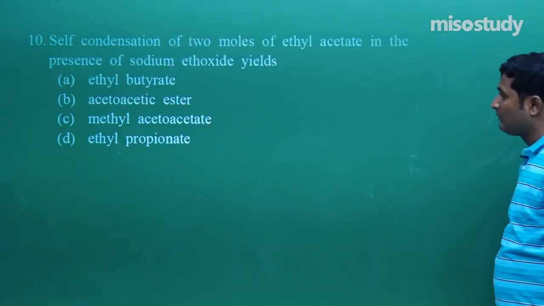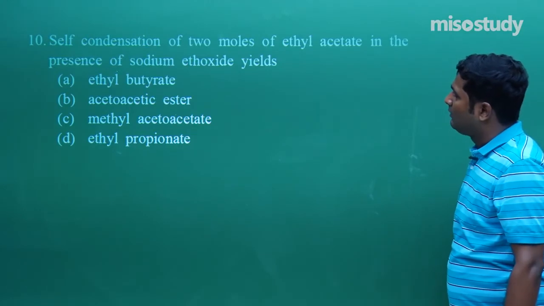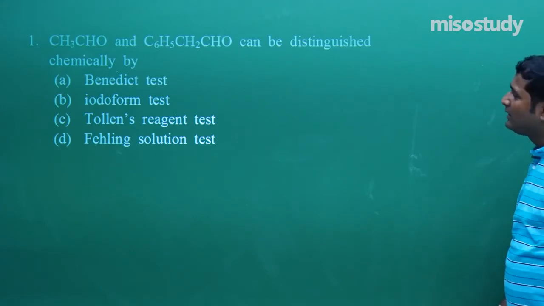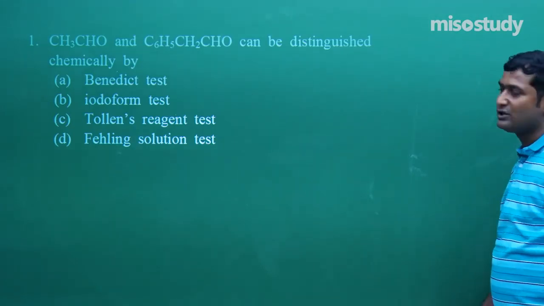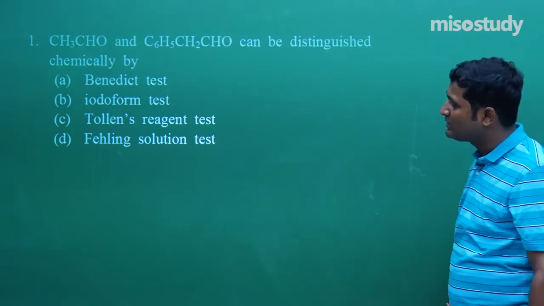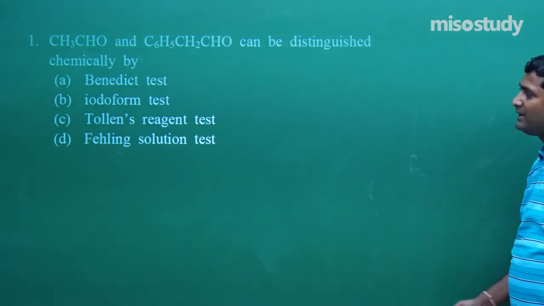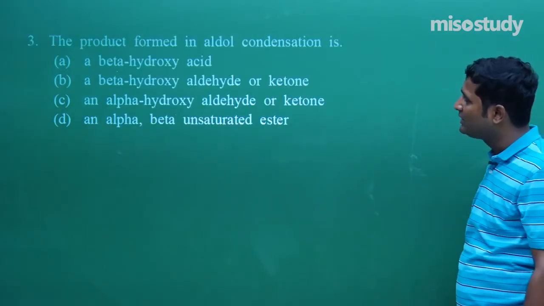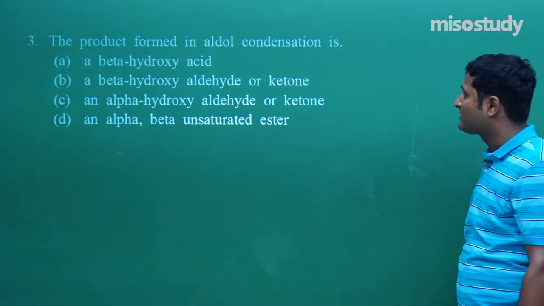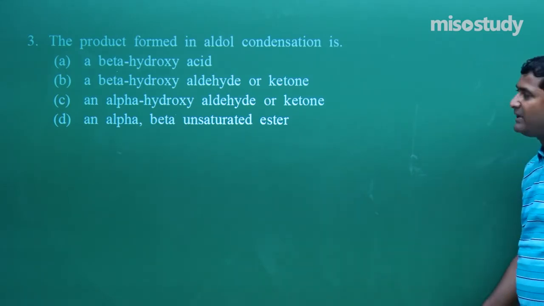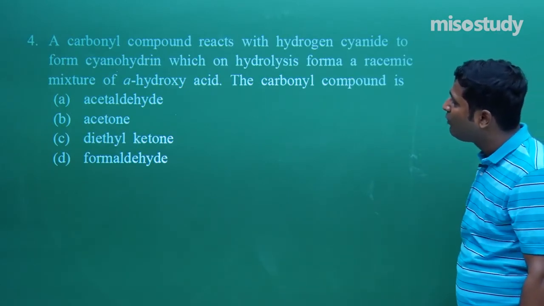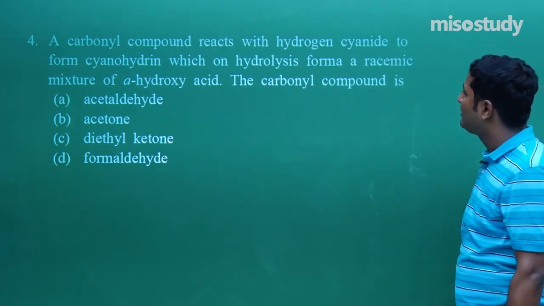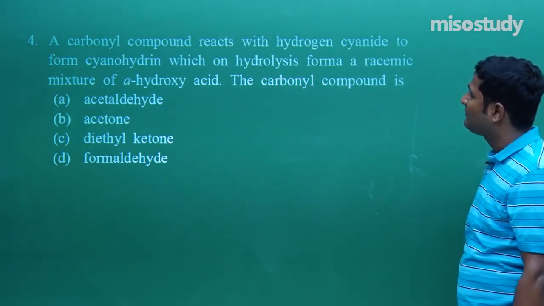Now, let's move to the revision. For question number 1, CH3CHO and C6H5CH2CHO can be distinguished by using the iodoform test. For question number 1, B is the correct option. A strong base can abstract an alpha hydrogen from a ketone, C option. For question number 3, that is beta hydroxy aldehyde and ketone. For question number 3, B is the correct option. For question number 4, a carbonyl compound reacts with hydrogen cyanide to form cyanohydrin, which on hydrolysis forms a racemic mixture of alpha hydroxy acid.